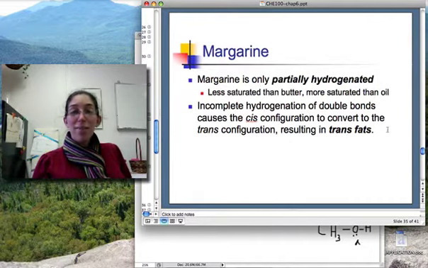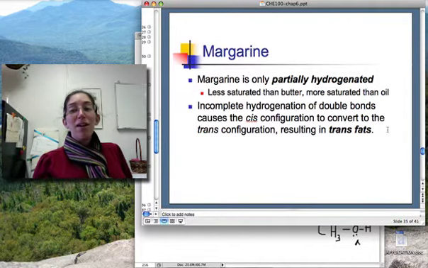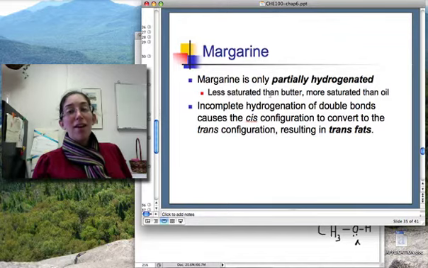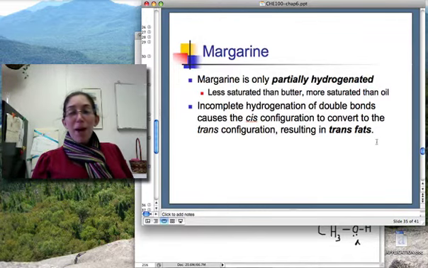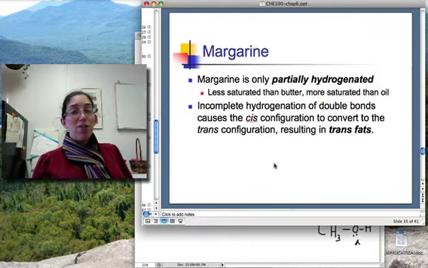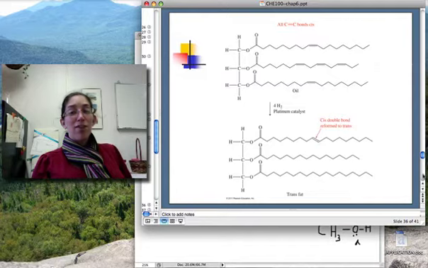So it's less saturated than butter, thinking that that was healthier, but it's more saturated than oil, which is what makes it solid. They designed margarine to have these desired properties: they wanted it to be less saturated than butter, because saturated fat was thought to be very bad for your heart health, but more saturated than oil because they wanted it to be solid. And the problem is that when you incompletely hydrogenate something, it turns those double bonds in the cis configuration into a trans configuration, which is why we get trans fats.